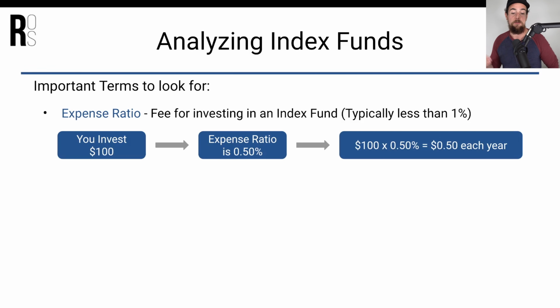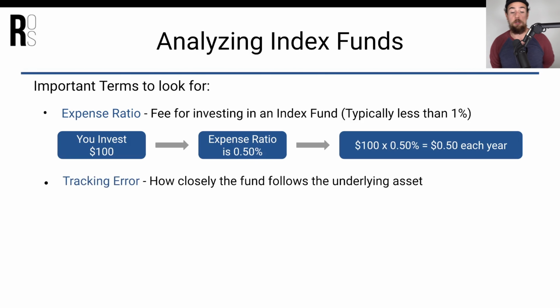This is basically the fee for investing in an index fund, and it's typically less than 1%, hopefully way less than 1%. So just for example's sake here, let's say you invested $100 into an index fund and the expense ratio is 0.5%. You would take 100 times that percentage, and that means that the expense ratio that you would pay is 50 cents every single year on that $100 investment.